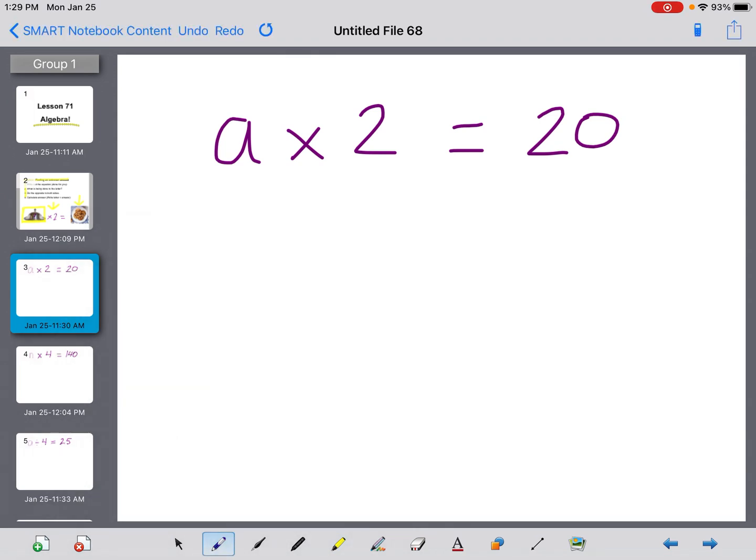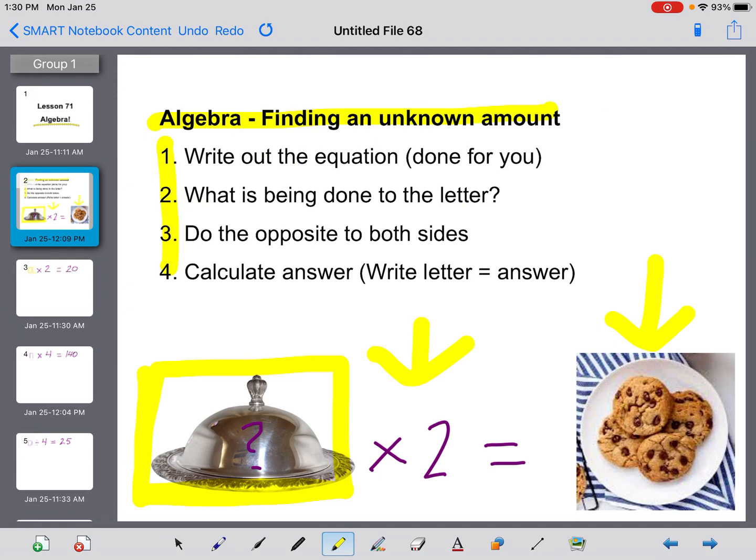And let me switch my pen color. All right, so here we have an example of a times 2 equals 20. So the a is our unknown amount. That's that plate of cookies. We don't know how many cookies there are on the plate to begin with. All we know is that the cookies are being multiplied by 2. So let's jump back here to the steps.